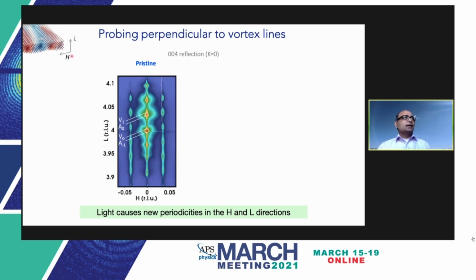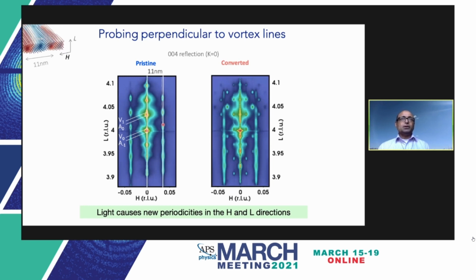If you look at H and L, now H is perpendicular to these vortices. You see something very similar again with the two mixed phases. This is after. That is 11 nanometers, and the 11 nanometer on this corner is shown. That's the period between the vortices. And after, this is the same as before. There is a doubling in the z direction, as we already talked about. And in the other direction, you have another 30 nanometer. In addition, there are two periods really that show up.